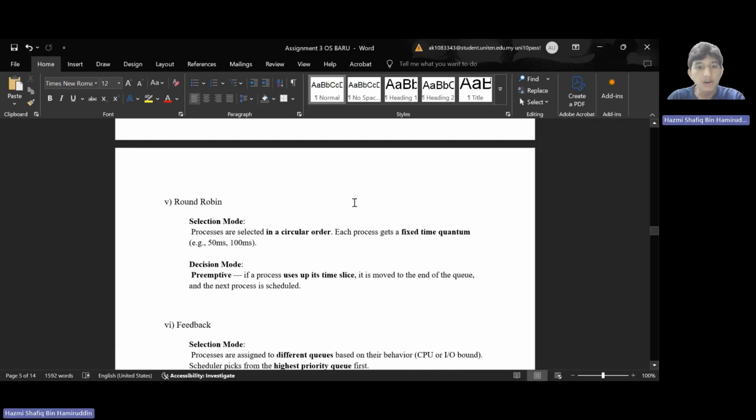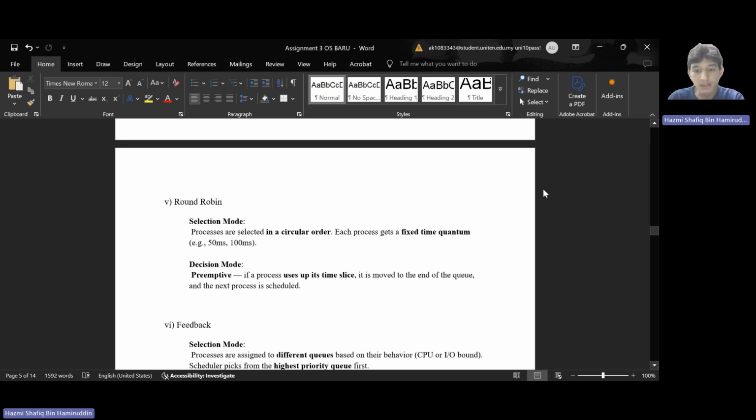Question V, round robin. Selection mode: processes are selected in a circular order. Each process gets a fixed time quantum, for example 50 ms or 100 ms. The decision mode is preemptive. If a process uses up its time slice, it is moved to the end of the queue, and the next process is scheduled.